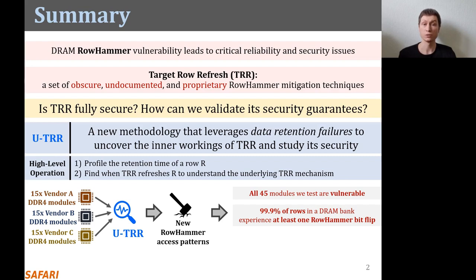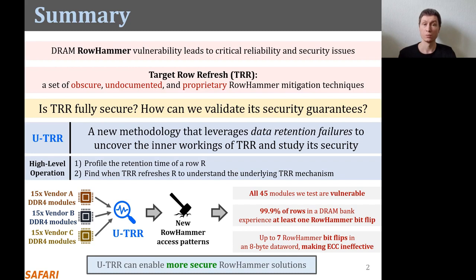Second, our access patterns cause at least one bit flip in almost all DRAM rows in many modules. This makes system-level RowHammer attacks easier to mount, as the attacker would have the ability to cause bit flips in almost any DRAM row. Third, we observe that our access patterns cause up to 7 RowHammer bit flips in an 8-byte data word, making ECC ineffective and systems equipped with ECC also susceptible to RowHammer attacks. We believe UTRR will facilitate future research by leading to the development of more secure RowHammer protection mechanisms.